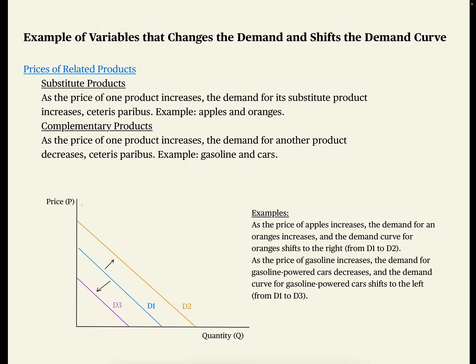For complement products, as the price of one product increases, the demand for its complement product decreases. For example, as the price of gasoline increases, the demand for gasoline-powered cars decreases. Therefore, the demand curve for gasoline-powered cars shifts to the left, from D1 to D3.